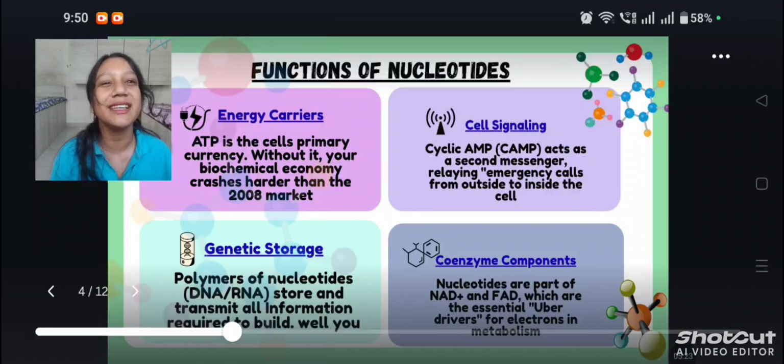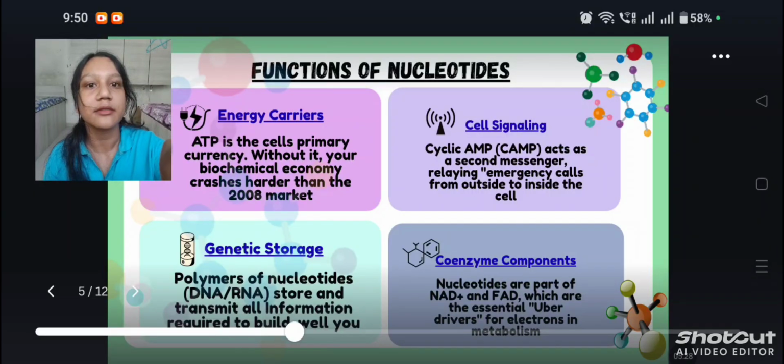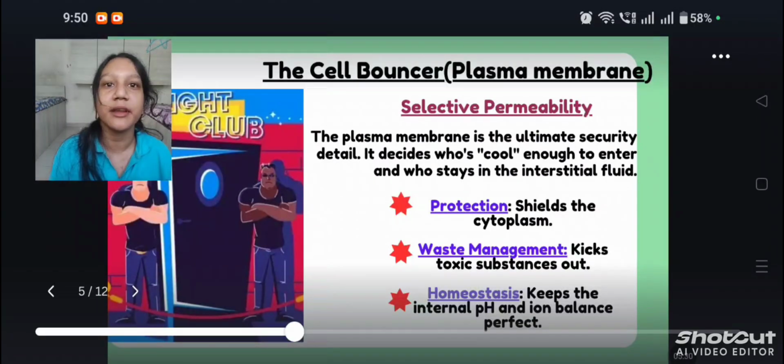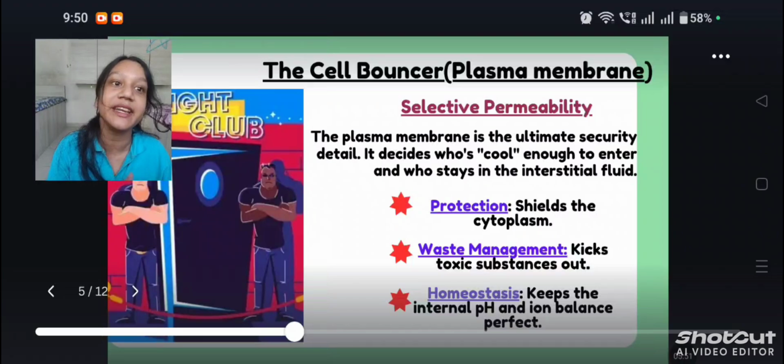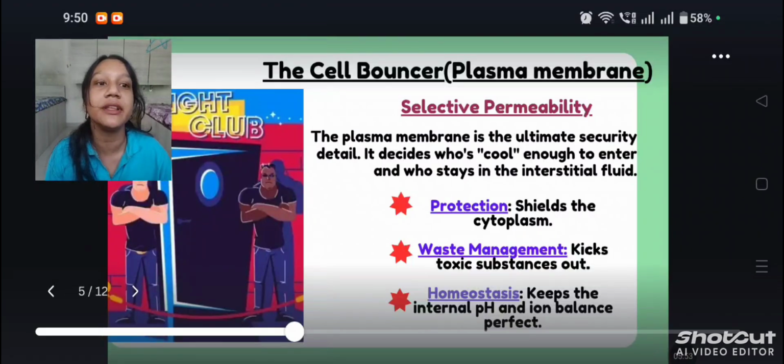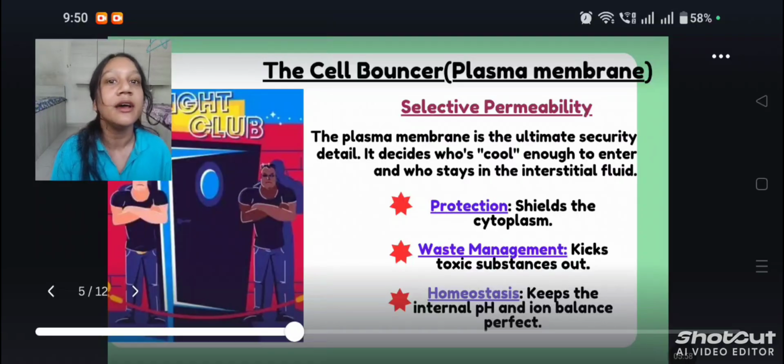Now, after the nucleotides, let's dive into what the plasma membrane is. The plasma membrane, also known as the cell bouncer. When we talk about the plasma membrane, the one thing that comes to our mind is selective permeability. The plasma membrane is the ultimate security detail. It decides who's cool enough to enter and who stays in the interstitial fluid. The plasma membrane does the protection, sealing the cytoplasm. It does the waste management, kicking the toxic substances out. And while doing that, it also maintains homeostasis, that is, it keeps the internal pH and ion balance perfect.